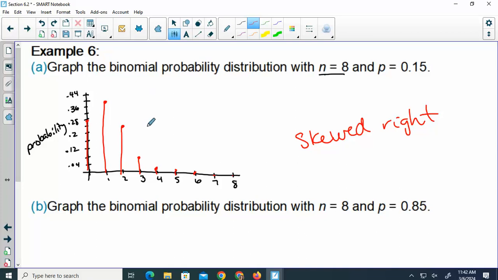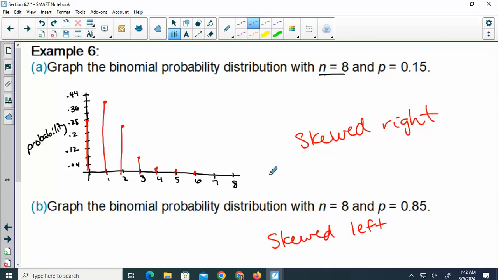If you look at still n equals 8, but p of 0.85. Look at your table. Starts off zeros, 0.0002, 0.0026, 0.0185. What's that one going to be? Skewed left. Do those numbers look familiar? It's just the opposite, because 1 minus 0.15 is 0.85. So it's just flipped. So this one is skewed left.